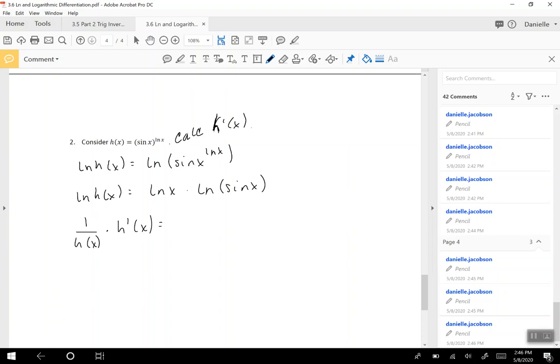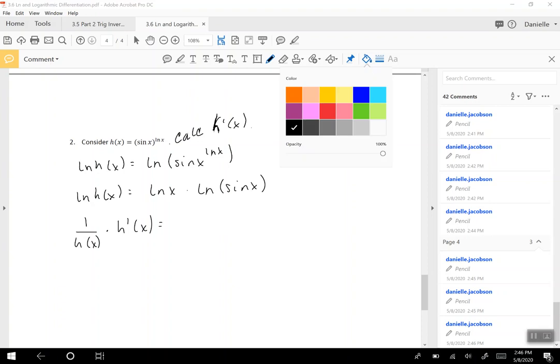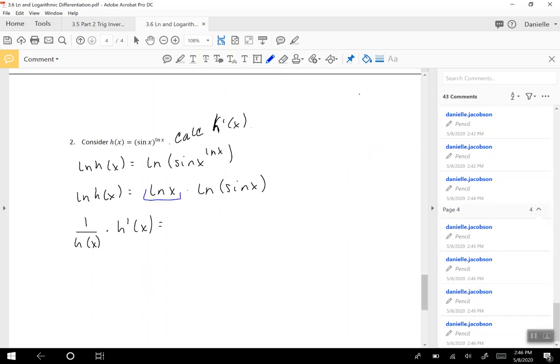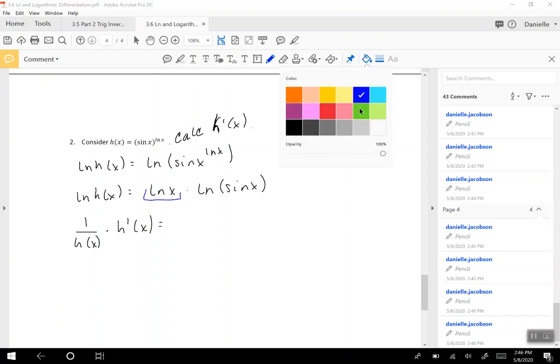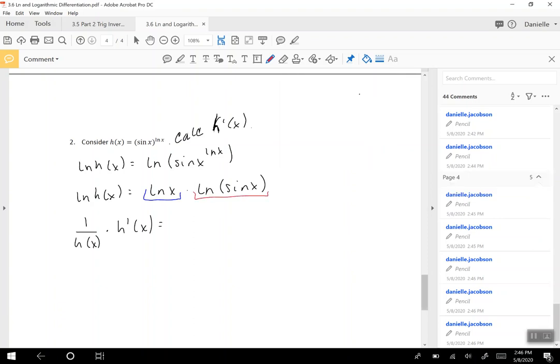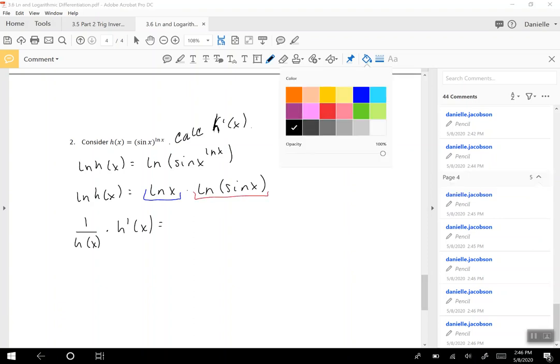Moving over, excuse me, to the right-hand side. Okay, if I read this aloud, I have the natural log of x times ln of sine of x. Therefore, I need the product rule. Ln x is my first function. Ln of the sine of x is my second function. Right, I'll write all the steps out here, just spell out that product rule.